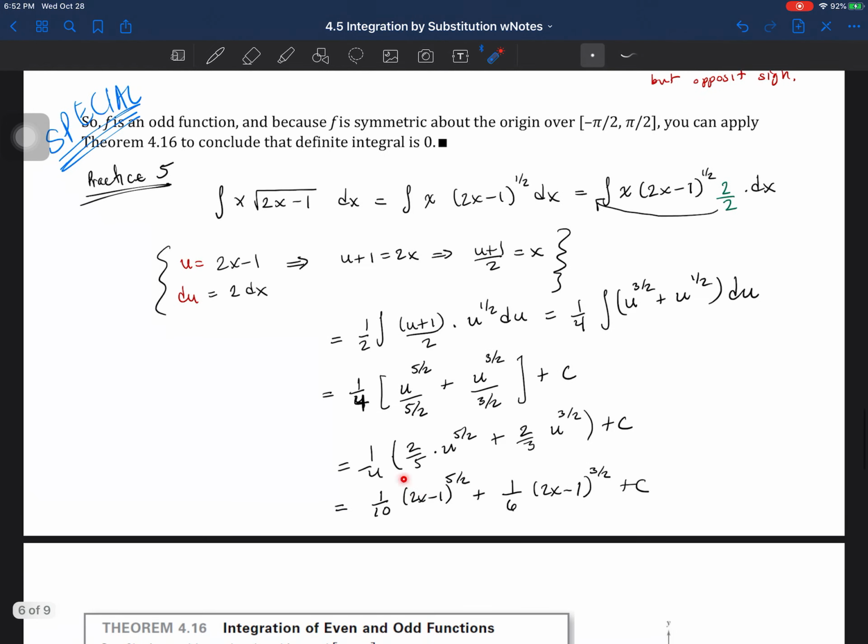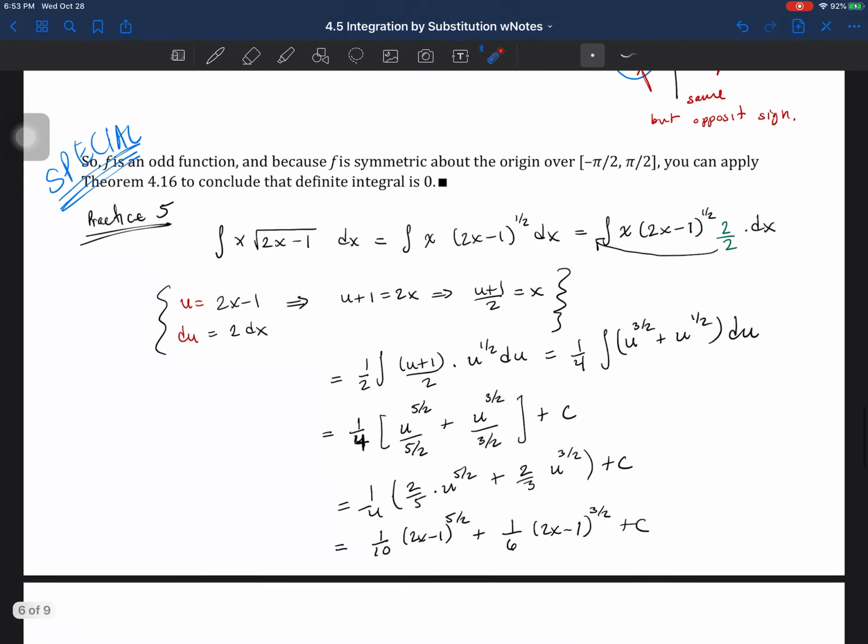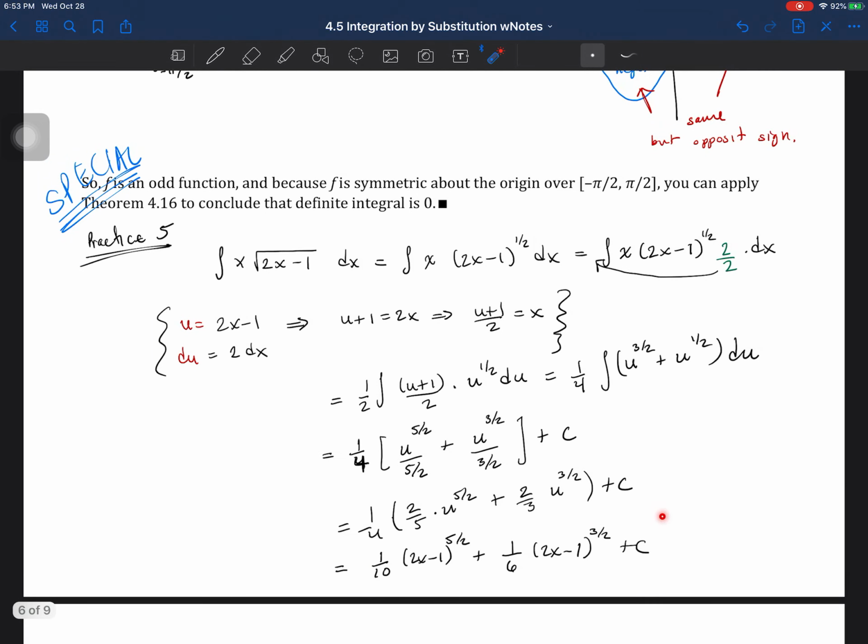Then we go ahead and distribute the 1/4, and this will cancel out, giving us 1/10 times this. Replace u in terms of x, that'll be 2x minus 1. This 1/4 times 2/3 gives us 1/6 times 2x minus 1 to the power of 3/2 plus c. So there you go. We are able to find the antiderivative.